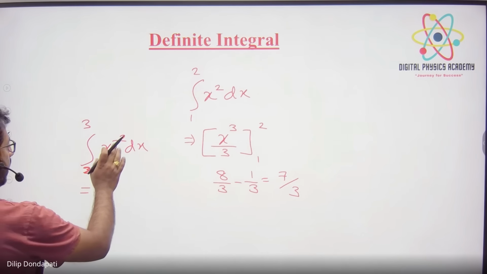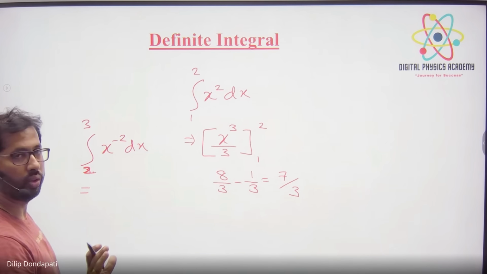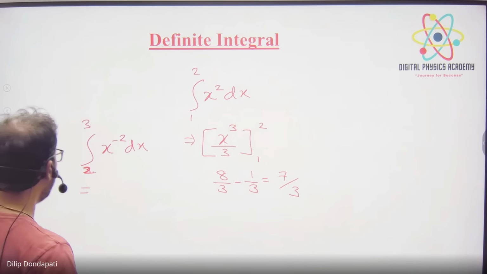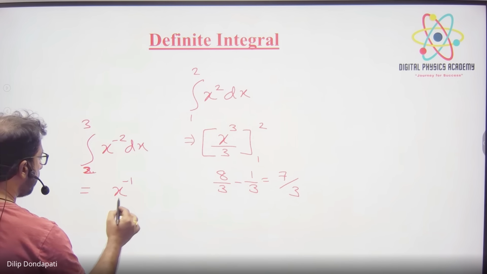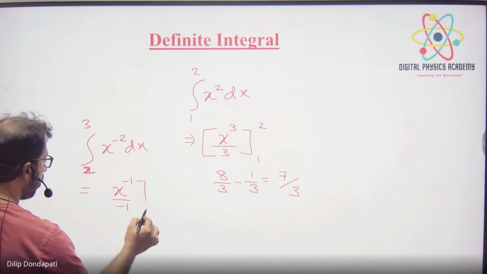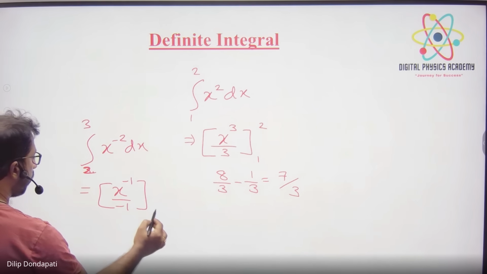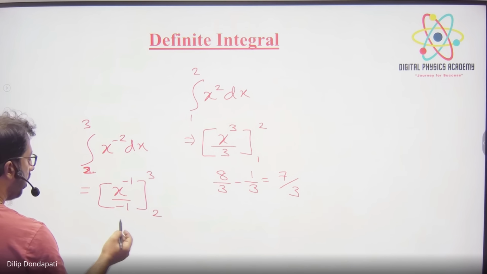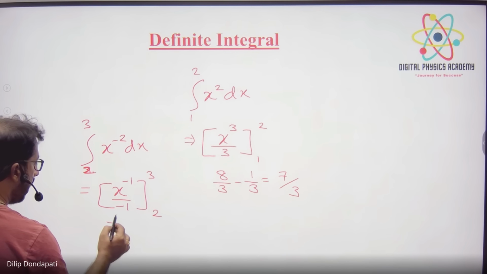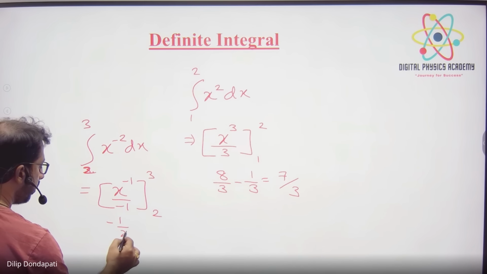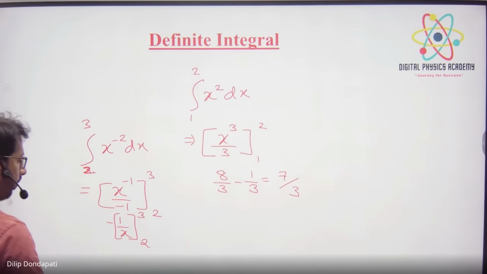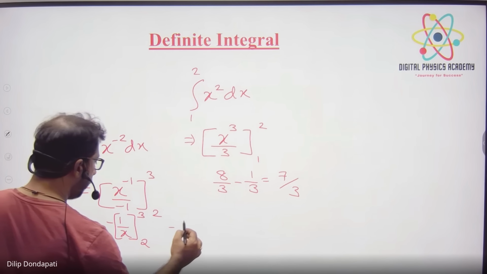Then tell me, first inside we have to do the normal integration. So what is the formula? x power n plus 1 by n plus 1. So x power minus 1 by minus 1. We have to put it in square brackets, limits are from 2 to 3. Minus will be coming outside. And x power minus 1 I can write as 1 by x only. Minus you bring outside.